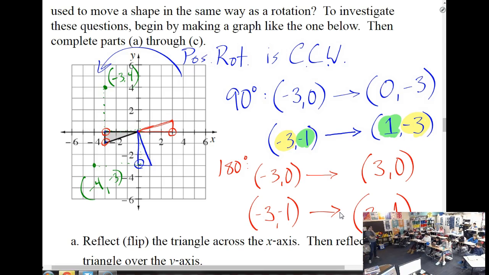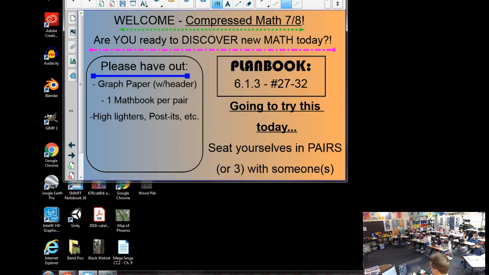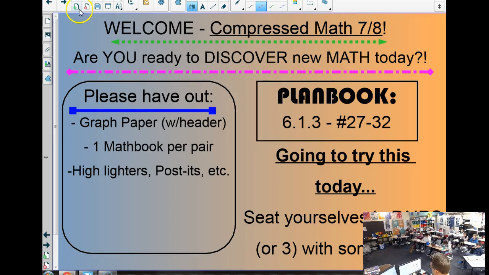What's your hypothesis for what's happening? Braylon? They both swap. No, they both switch to the opposite. I like your second description. They both switch to the opposite. So we're going to try to formalize these rules.